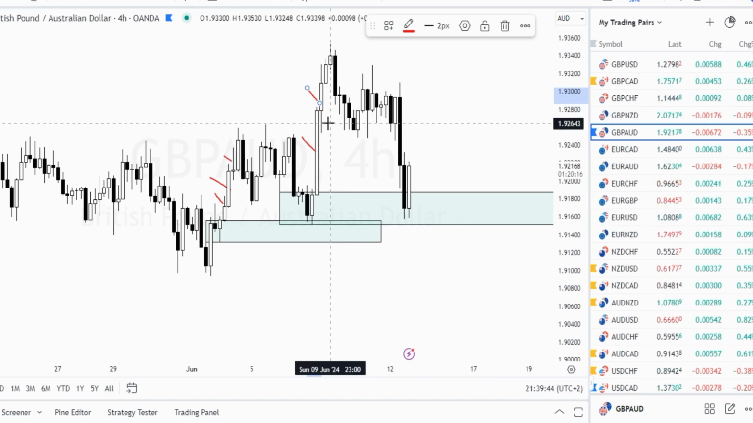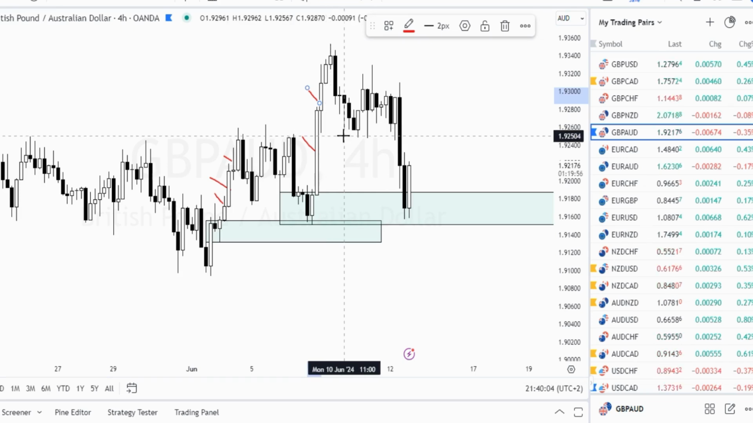But always remember, all imbalances are made of impulses, but not all impulses are an imbalance. So you will have to be very good at what you do, otherwise you will just draw the wrong order blocks and lose your trades.